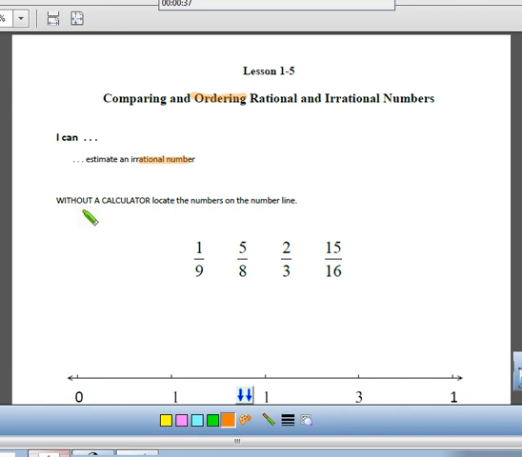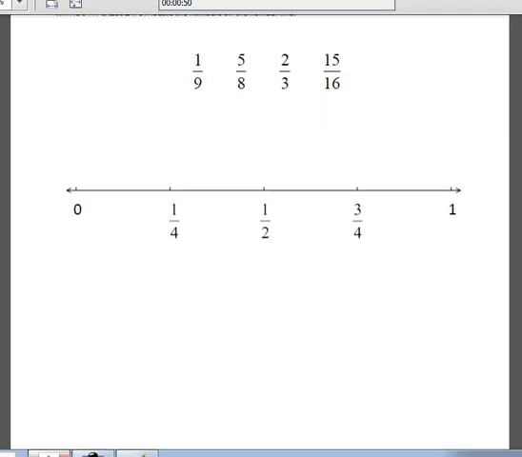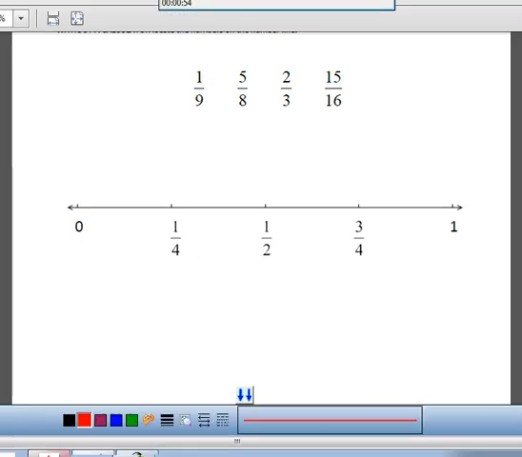The first example says, without a calculator, locate the numbers on the number line. There's a few different ways you can do this, and we have our number line here, and it goes from 0 to 1, and then the spaces in between are fractions or decimals, the numbers that are in between 0 and 1. So in other words, these four fractions fit somewhere in between.